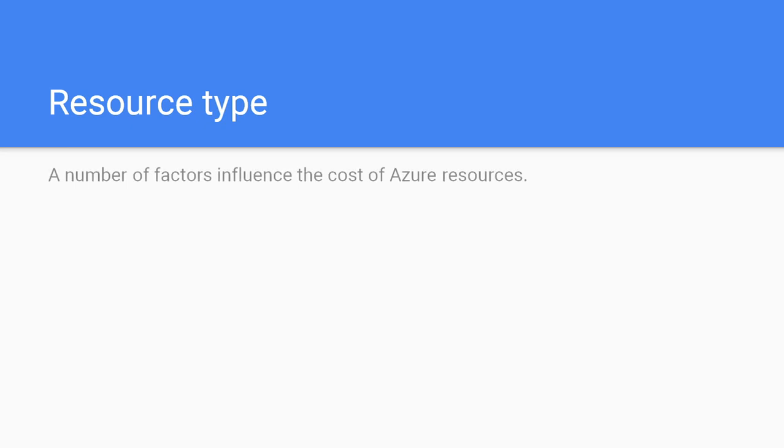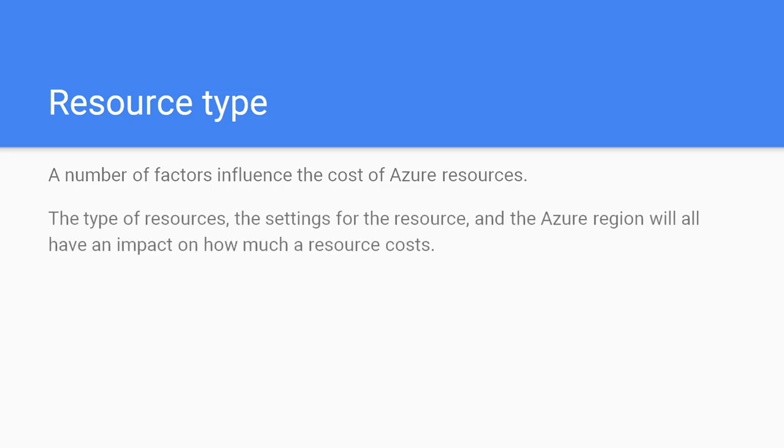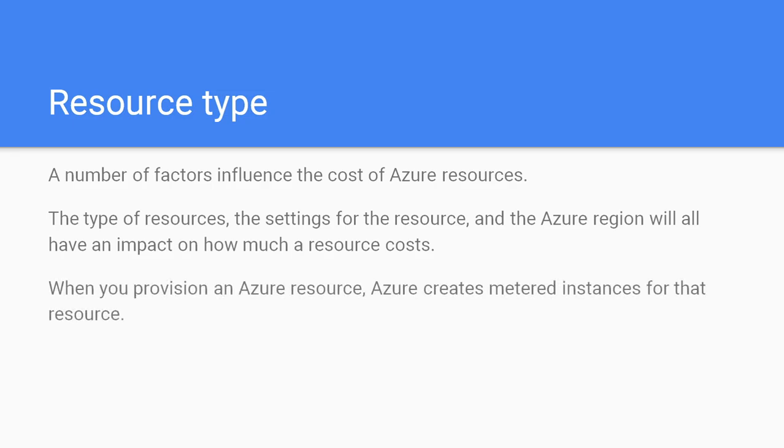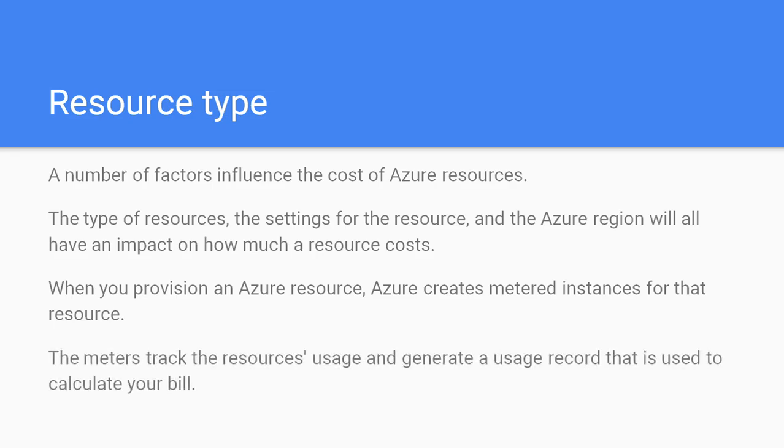Resource type. A number of factors influence the cost of Azure resources. The type of resources, the settings for the resource, and the Azure region will all have an impact on how much a resource costs. When you provision an Azure resource, Azure creates metered instances for that resource. The meters track the resource's usage and generate usage records that are used to calculate your bill.